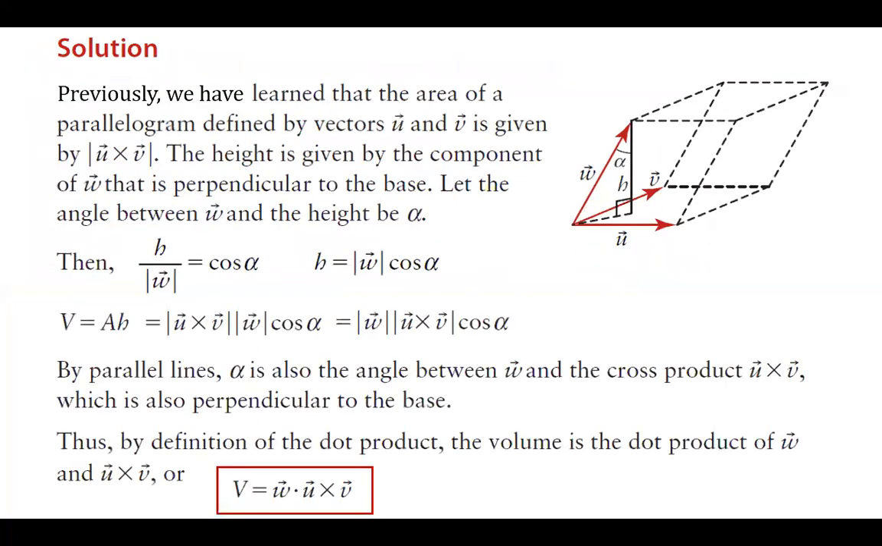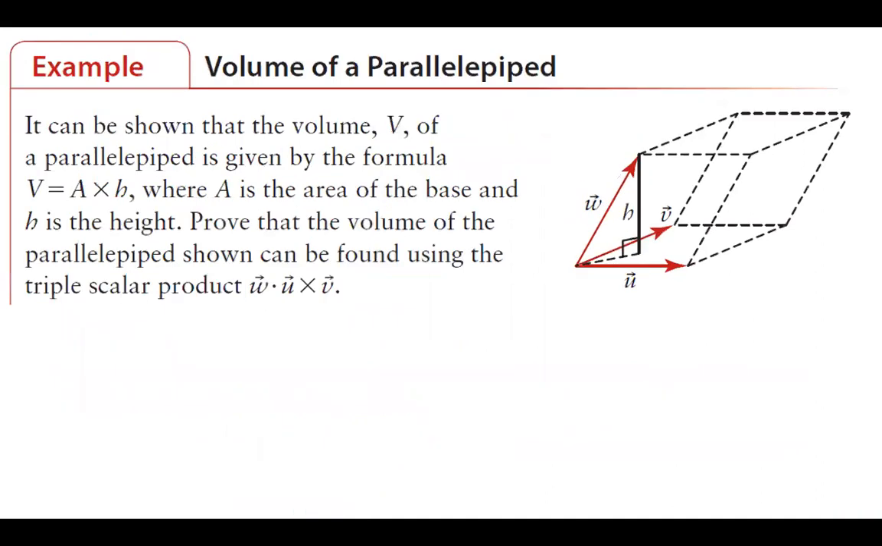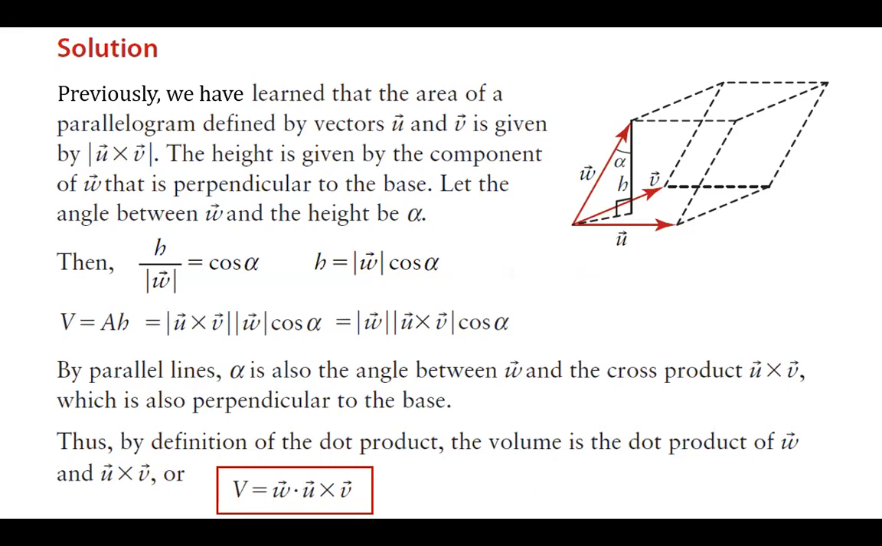Okay, let's have a look at the solution together. So recall that previously we have learned that the area of the parallelogram defined by vectors u and v is given by the magnitude of u cross v, right? The height is given by the component of w that is perpendicular to the base. So let the angle between w and the height be alpha. Then we have the following relationship: H over the magnitude of w equals cosine alpha. Then H equals the magnitude of w times cosine alpha. Therefore, the volume of the parallelepiped is given by A times H, which is the magnitude of u cross v times the magnitude of w times cosine alpha, right?